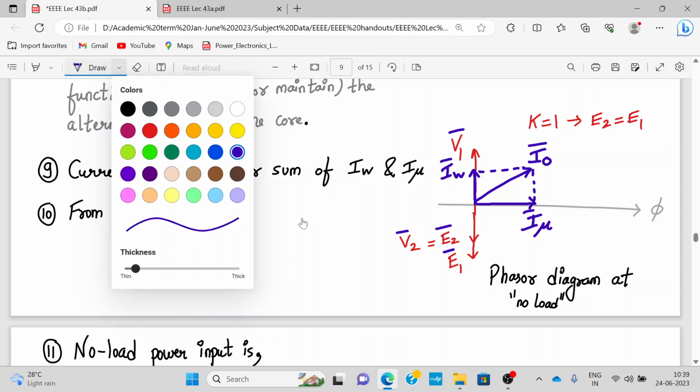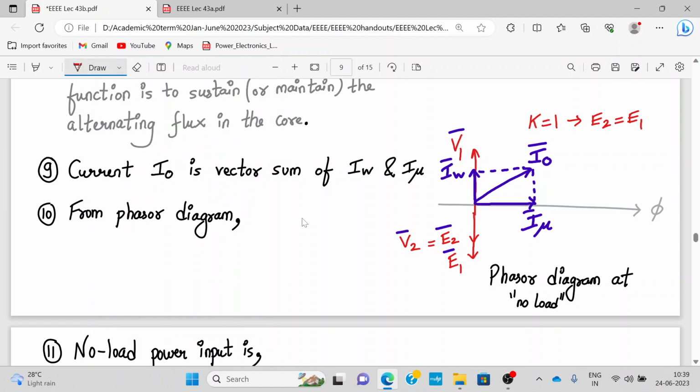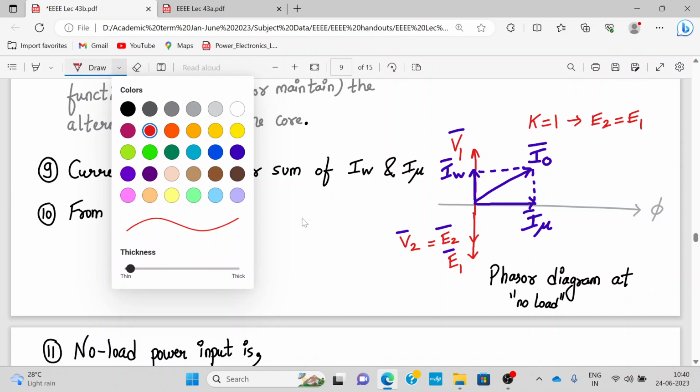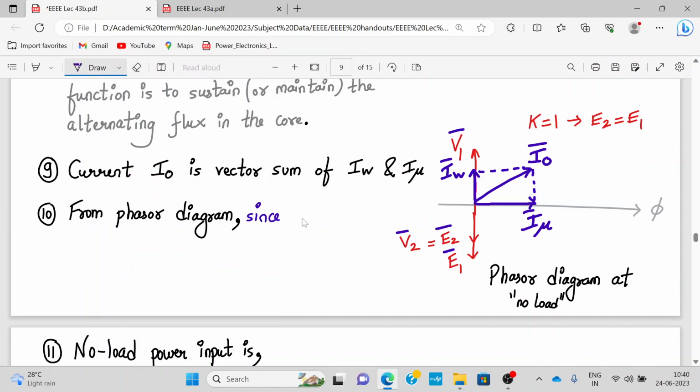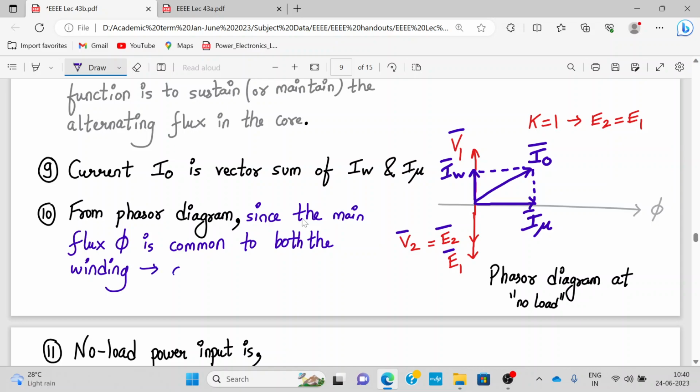So from this phasor diagram, why did we choose phi as the reference flux? Since the main flux phi is common, linking both the primary and the secondary winding, that's why phi is chosen as the reference phasor. Okay, it is clear to you.